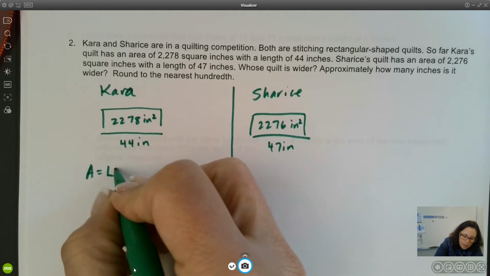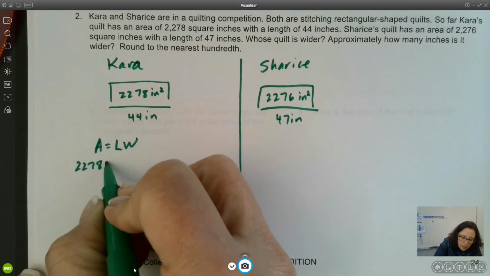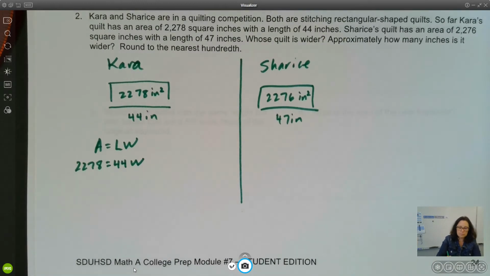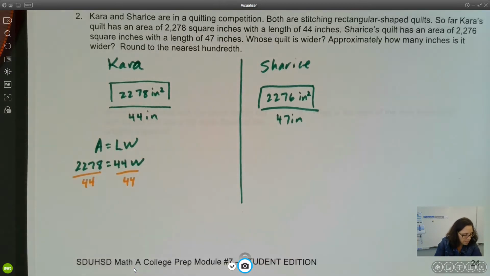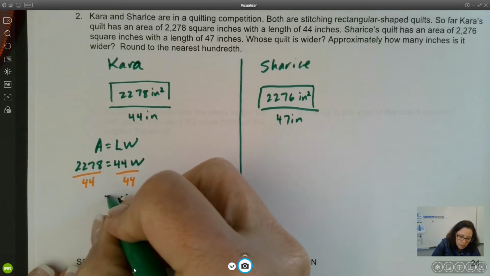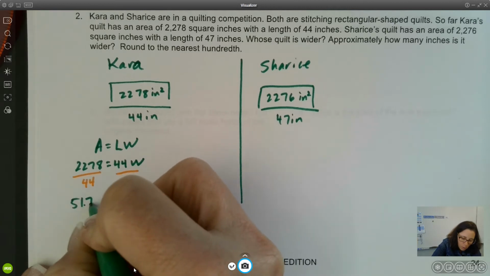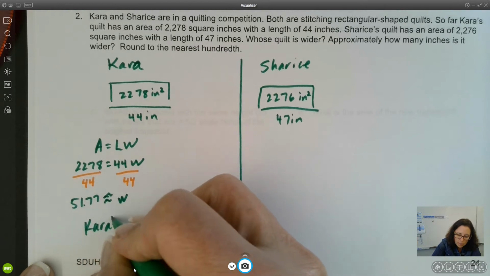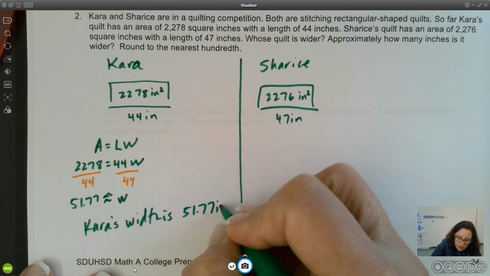Okay, so area equals length times width is the formula, and we're going to plug 2,278 on this side, 44 for the L, and we're finding the W. Divide by 44. And that comes out to be, it says round to the nearest hundredth, so the width of Kara's comes out to be about 51.77. Okay, so Kara's width is 51.77 inches.